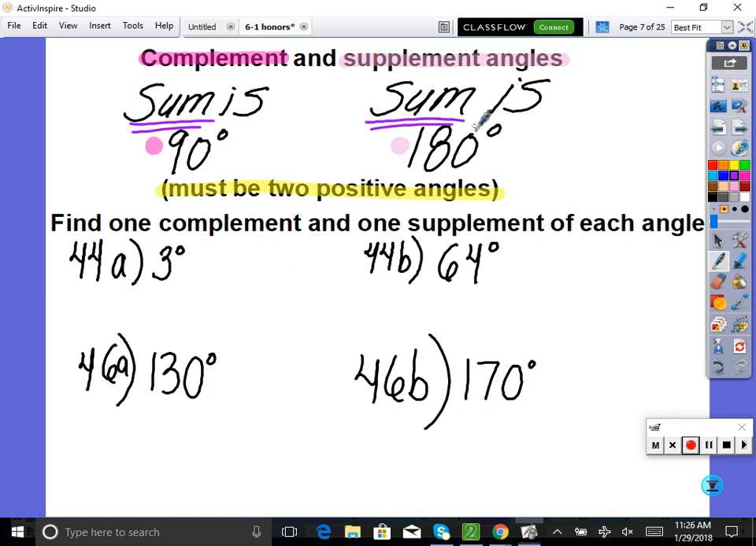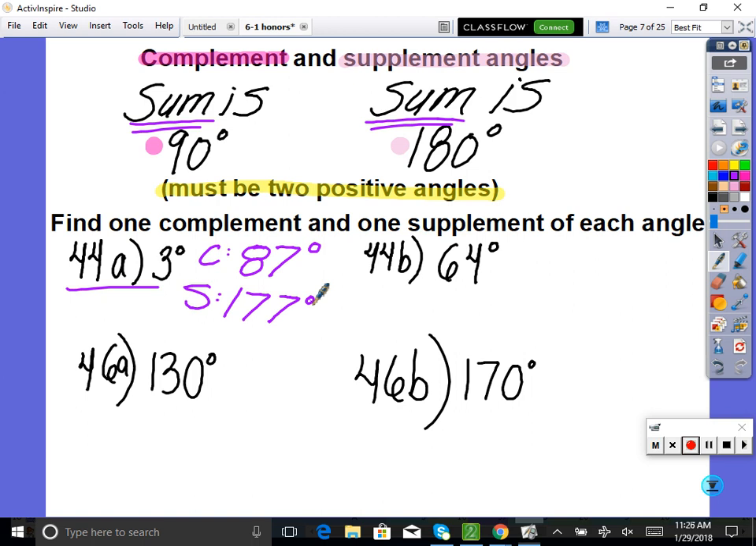Not all angles have a complementary or supplementary angle. Let's look at this out of the book, 44A. It says find the complementary angle of this. So the complementary angle would be something plus 3 equals 90. What something is that? 87 degrees is the complementary angle. Now a supplementary angle is an angle plus 3 that needs to equal 180. Yes. Very good.